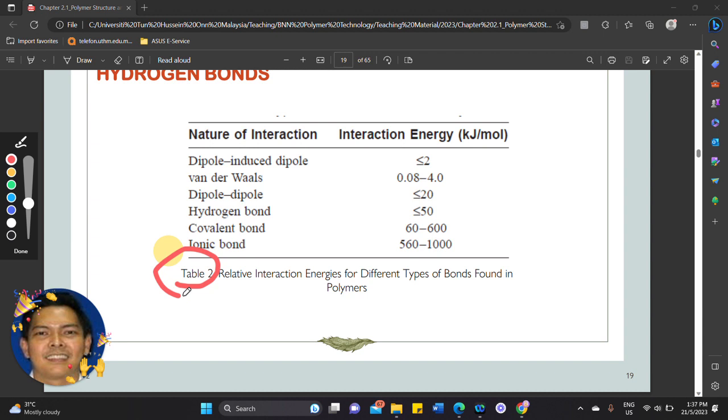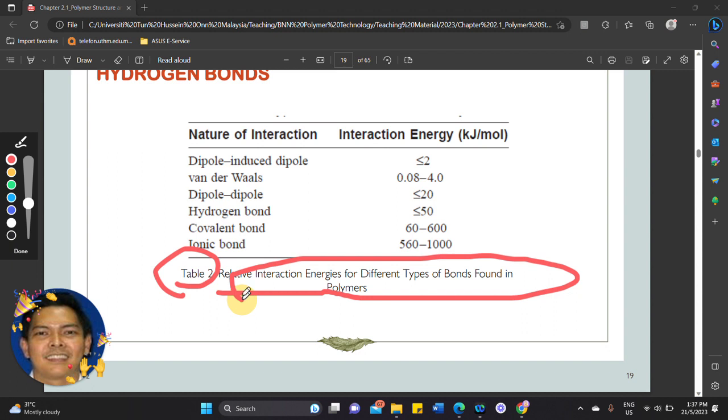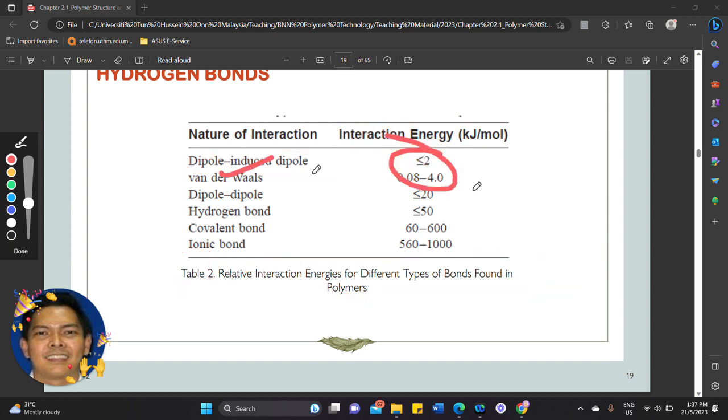Table 2 exhibits the interaction energy for different types of bonds found in polymers. The dipole-induced dipole has an interaction energy below 2. For van der Waals forces, the interaction energy is between 0.08 and 4.0. Dipole-dipole has an interaction energy of below or equal to 20. Hydrogen bond has an interaction energy of below or equal to 50. Covalent bond has an interaction energy of 60 to 6000, whereas the ionic bond has an interaction energy between 560 and 1000.